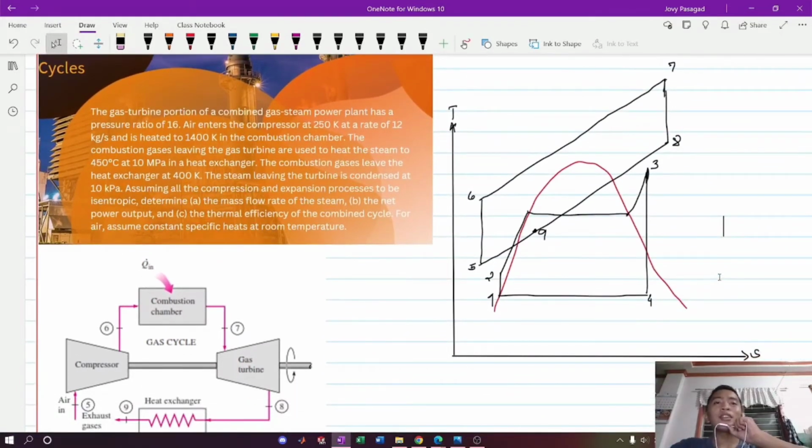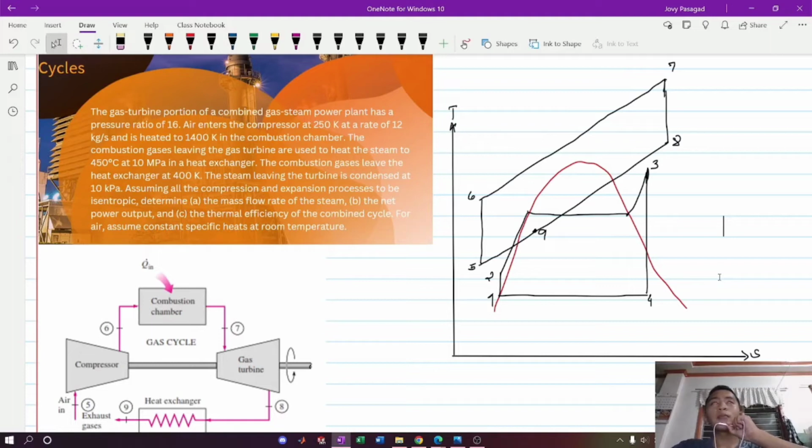The steam leaving the turbine is condensed at 10 kPa. Assuming all compression and expansion processes to be isentropic, determine A, the mass flow rate of the steam, B, the net power output, and C, the thermal efficiency of the combined cycle. For air, assume the constant specific heats at room temperature.